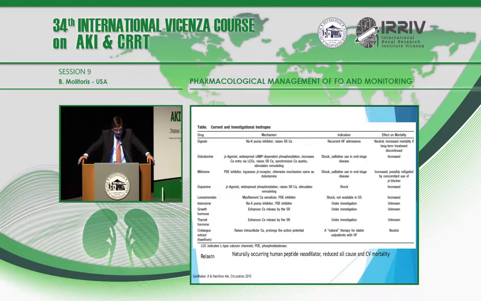I put at the bottom of this slide relaxin. It's not an inotrope, it's a vasodilator. It's a relatively new drug. It's a naturally occurring human peptide.